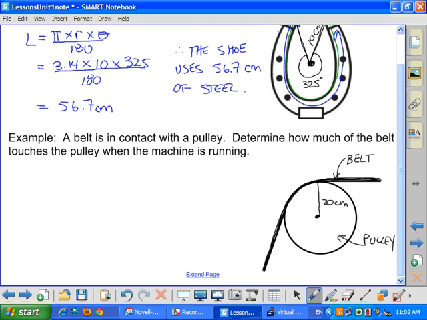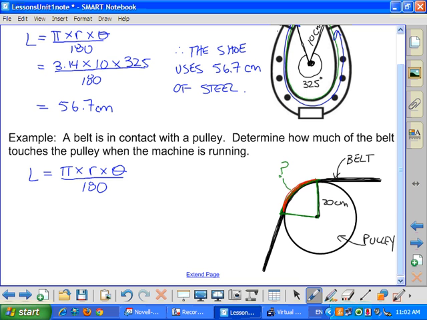Determine how much of the belt touches the pulley when the machine is running. So we want to know how much of the belt is in contact with this pulley. Well, it's only in contact with part of the circle, or part of the pulley, and it's from here over to here. So we want to know that length right there. So we are dealing with an arc length. It's part of the edge of a circle. In order to calculate that length, we would use pi times r times theta over 180.